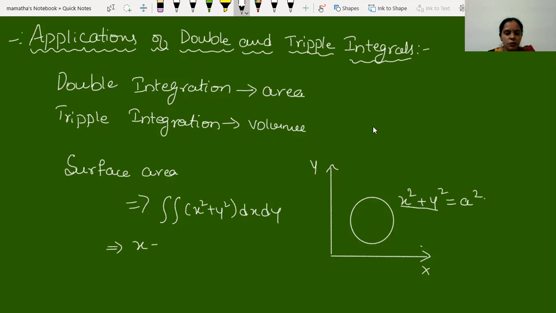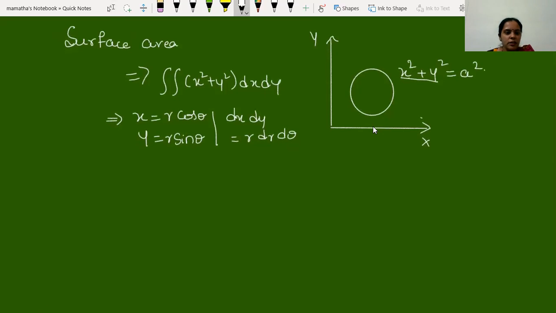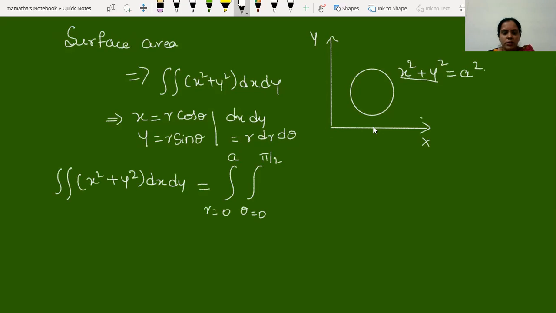Now we will convert to polar form. x equals r cos theta, y is equal to r sin theta, and dx dy we are going to write as r into dr d theta. To convert from Cartesian to polar, we use this. After that, our double integral of x square plus y square into dx dy becomes: the limits r from 0 to a, and theta from 0 to pi by 2. x square plus y square is nothing but r square, so r squared into r into dr d theta. After integration, we get the answer pi a cube by 6.